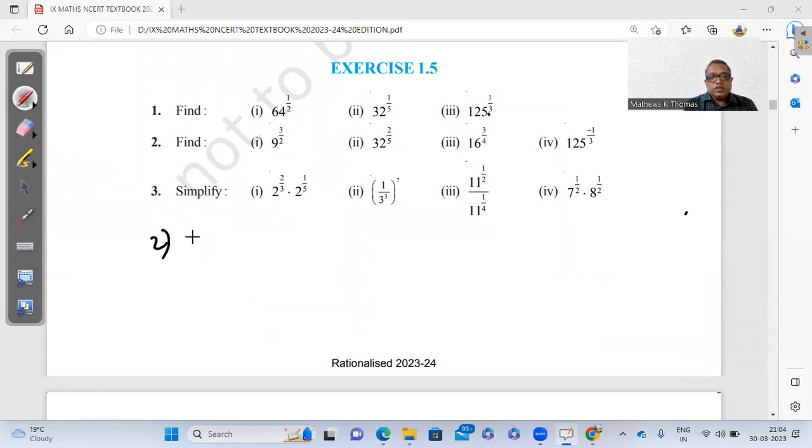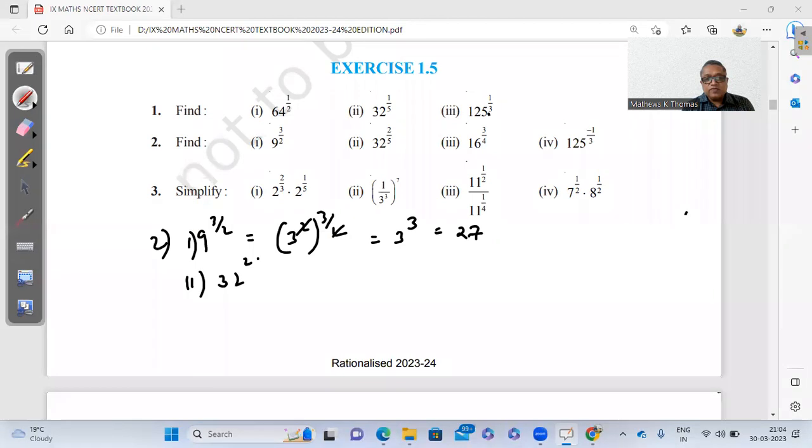We have question number 2, 9 to the power 3 by 2. So 9 can be written as 3 square and whole to the power 3 by 2. So the powers get multiplied, 2 and 2 is getting cancelled. We are left with 3 cube, and 3 cube is 3 into 3 into 3, 27. Then we have 32 to the power 2 by 5.